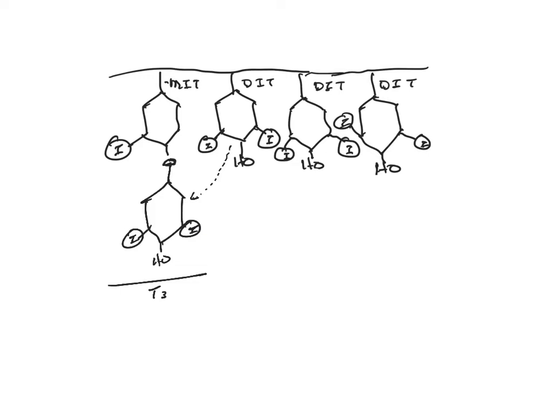T3 formation. If, say, this DIT forms with this one, we again would knock off our hydrogen here, okay, and this would become just an oxygen. Then it forms here, and we would have T4, thyroxine.